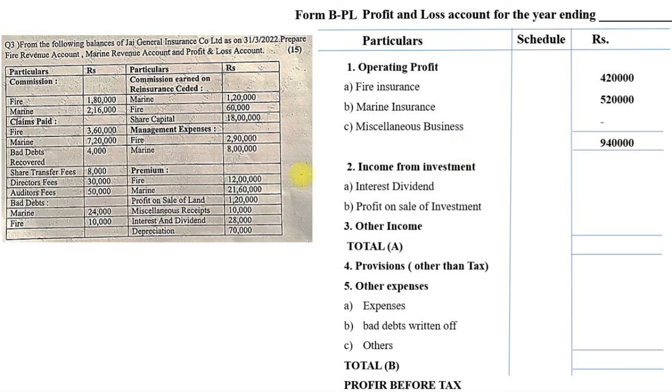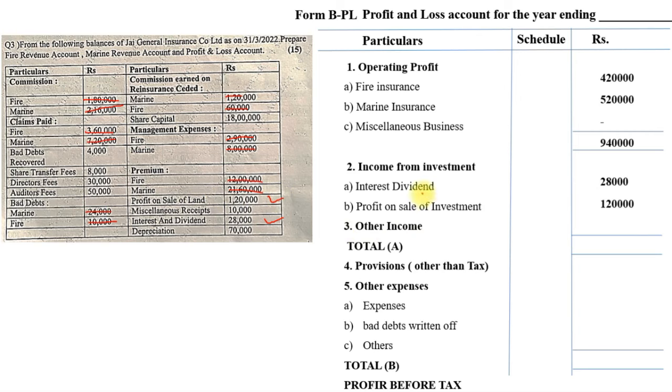Now, interest and dividend. First of all, let us mark what all things we have already done. Insurance is done. Bad debts are done. Reinsurance ceded is done. Management expenses are done. Premium paid is done. So now let us check what other incomes there are. Income from investment: we have interest and dividend of 28,000, so we noted it down. Profit on sale of any investment, that's the profit on sale of land, which we'll put as 1 lakh 20.